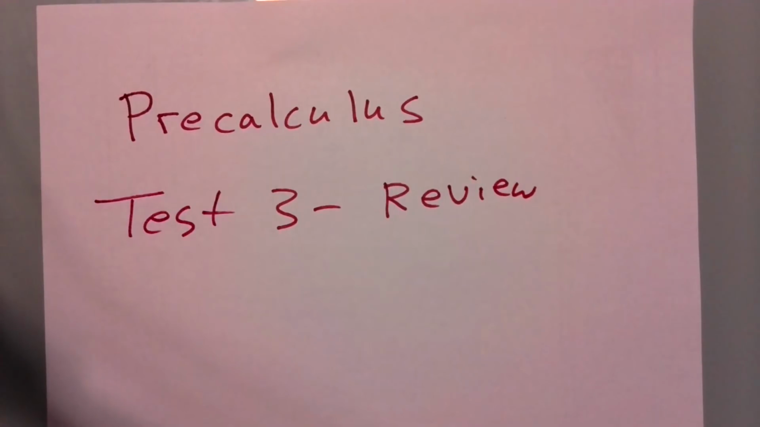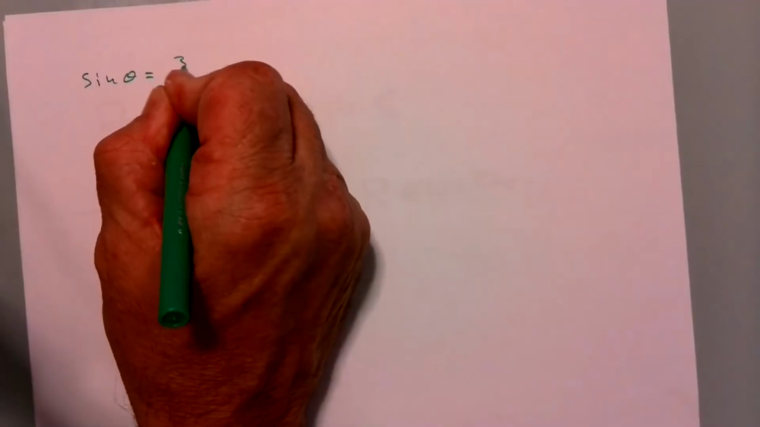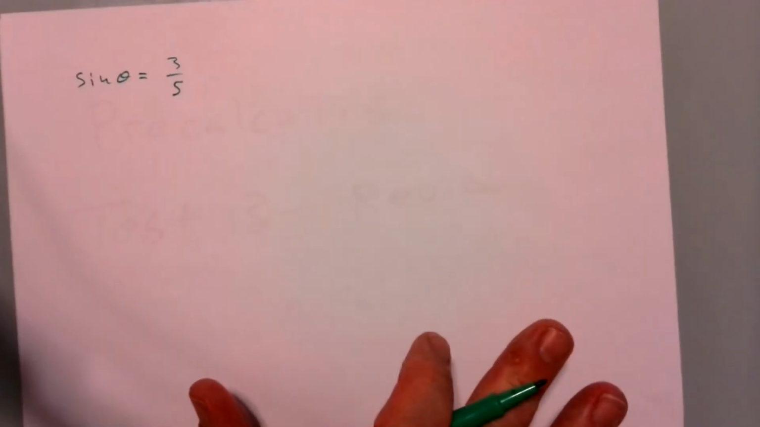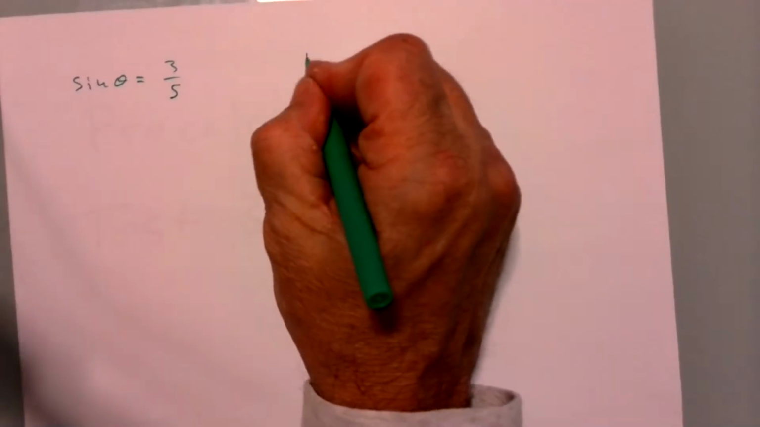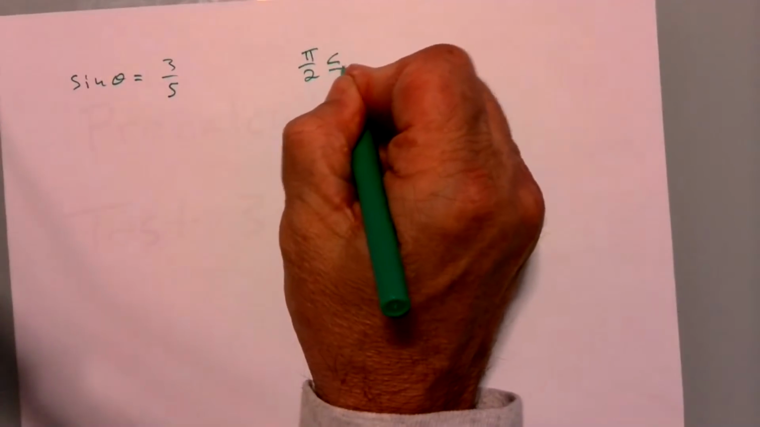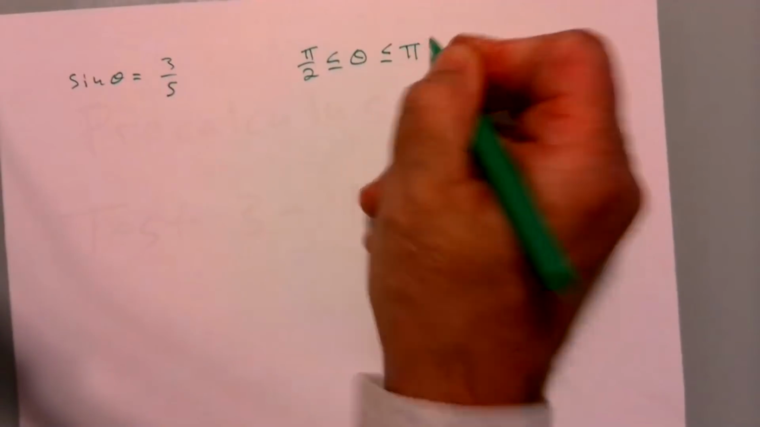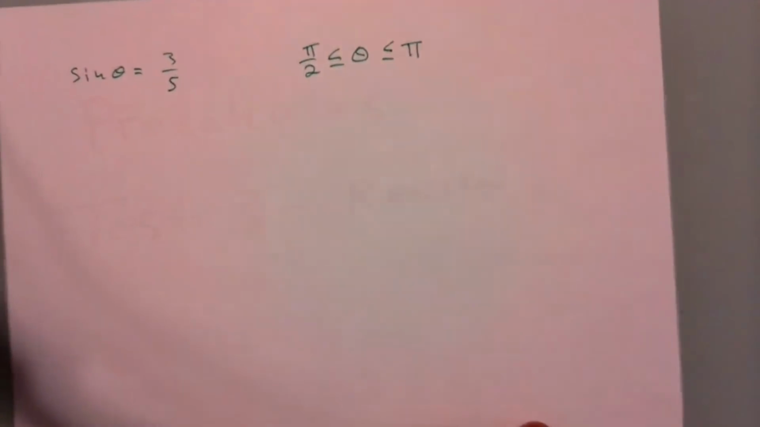But I'm going to get started by looking at our first problem. And what does that say? That says that sine of theta is 3/5. And we are also told that theta is between pi over 2 and pi. So that's important for us to remember what we're dealing with.